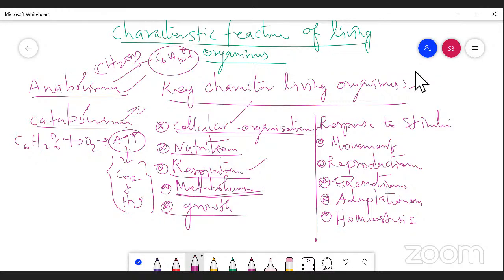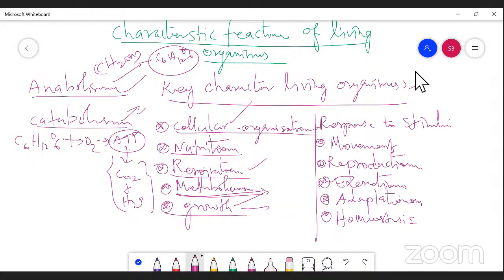The second one is growth. Living organisms make a growth process, and non-living things also grow. Living things grow internally, and non-living things grow externally. For example, a heap or a hill can grow externally. Living things grow internally, for example the plant body structure and the animal body structure grow.